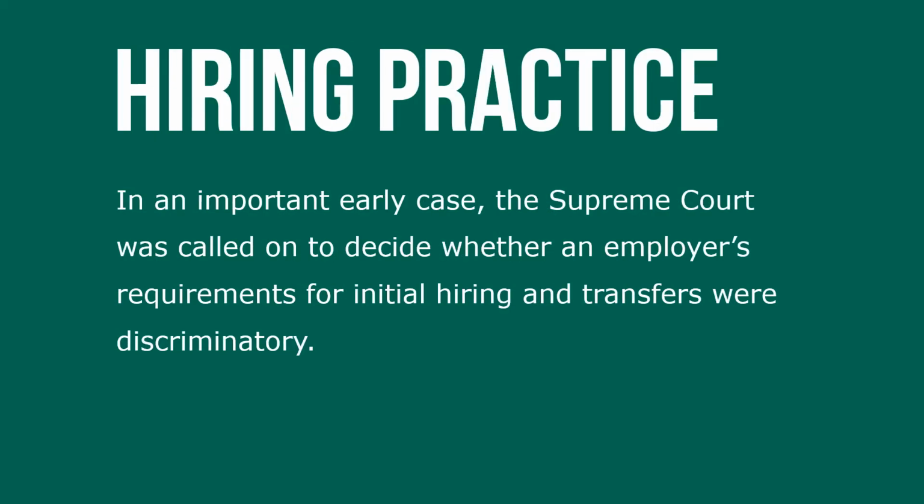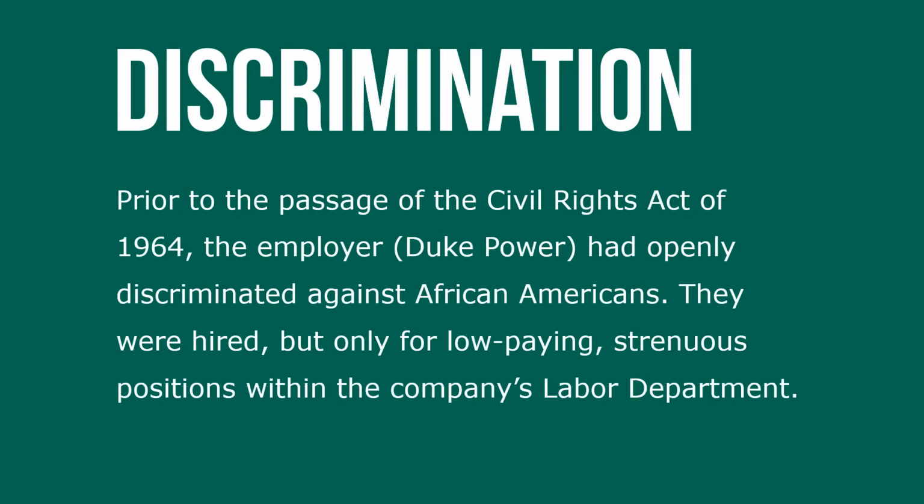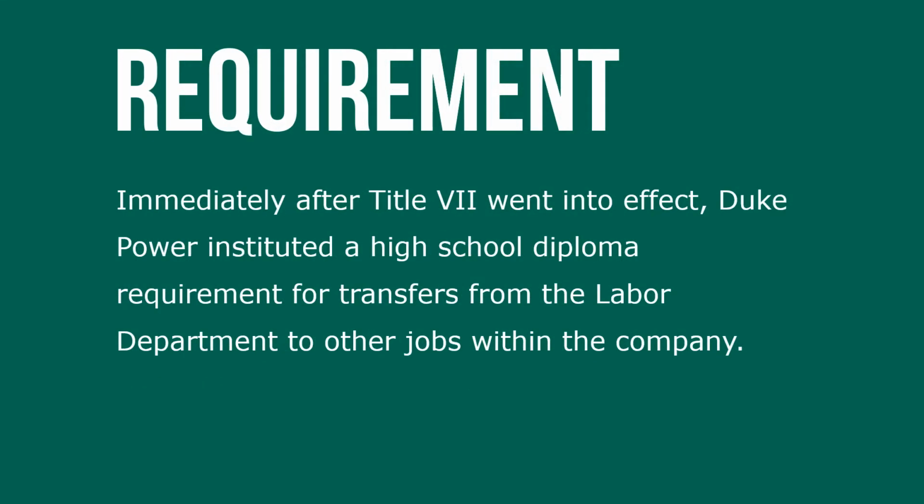In an important early case, the U.S. Supreme Court was called on to decide whether an employer's requirements for initial hiring and transfers were discriminatory. Prior to the passage of the Civil Rights Act of 1964, the employer, Duke Power, had openly discriminated against African Americans. They were hired, but only for low-paying, strenuous positions within the company's labor department. Immediately after Title VII went into effect, Duke Power instituted a high school diploma requirement for transfers from the labor department to other jobs within the company.